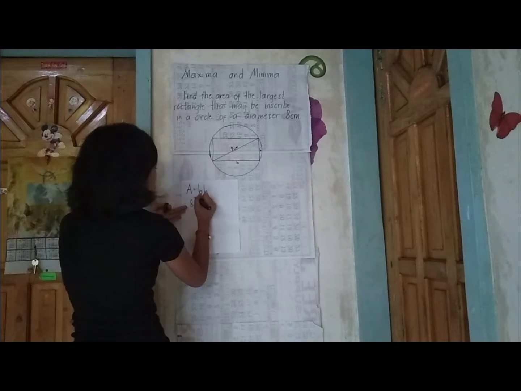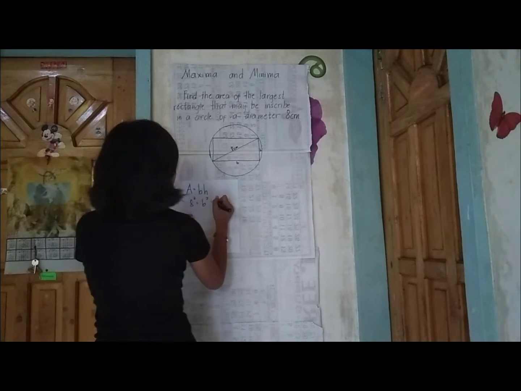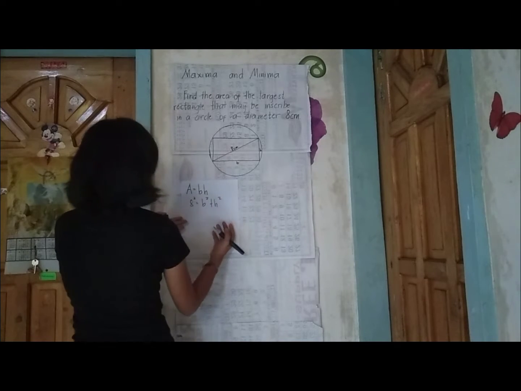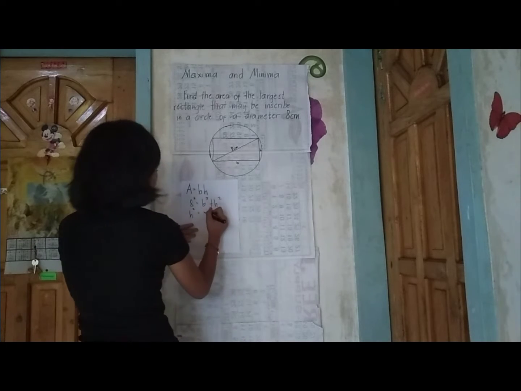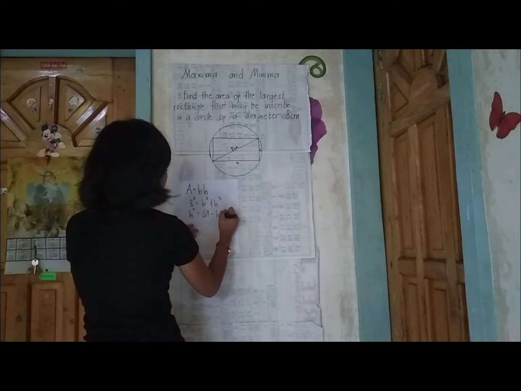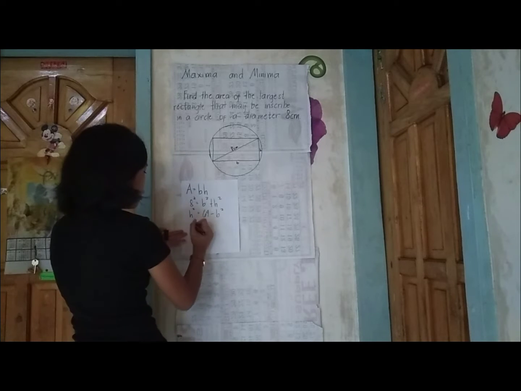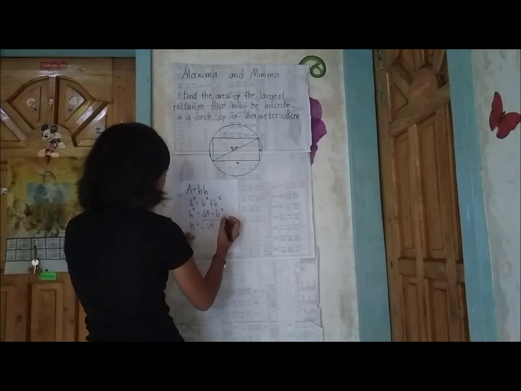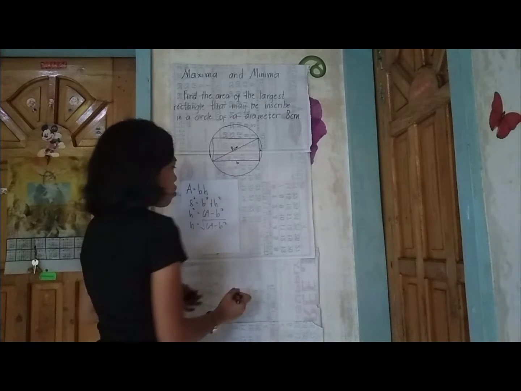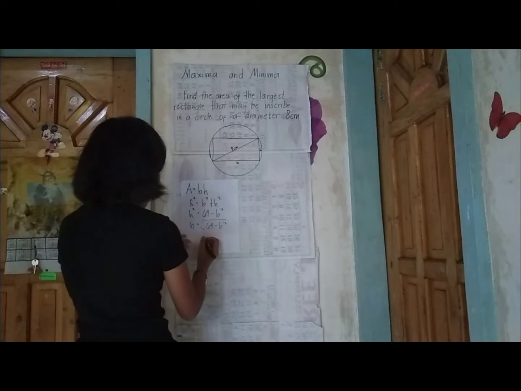So 8 squared is equal to b squared plus h squared. Then we'll equate this to h. So it will become h squared is equal to 64 minus b squared. The square root of h squared is h, so it is equal to square root of 64 minus b squared. So this is the time that we will differentiate.